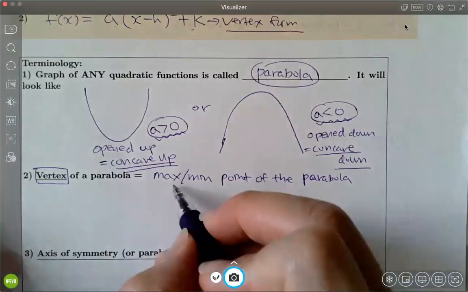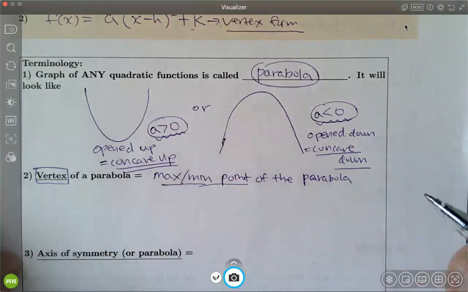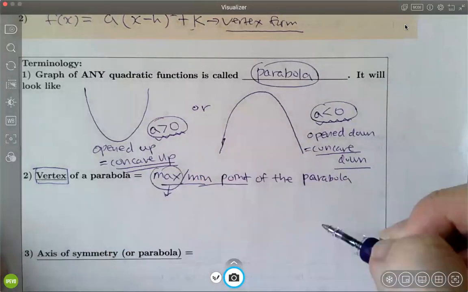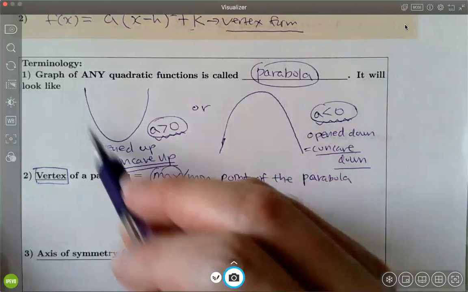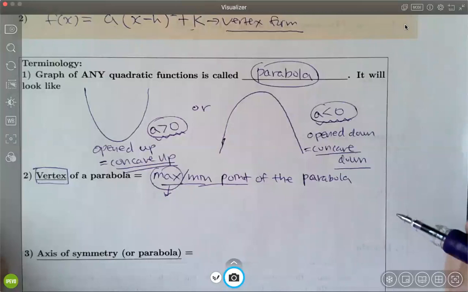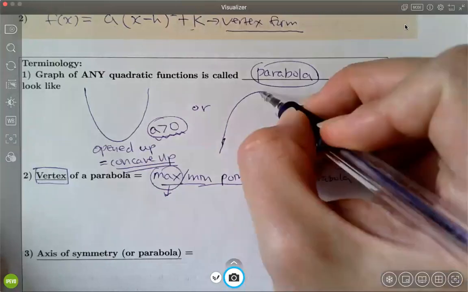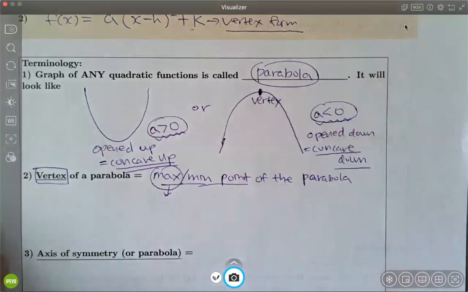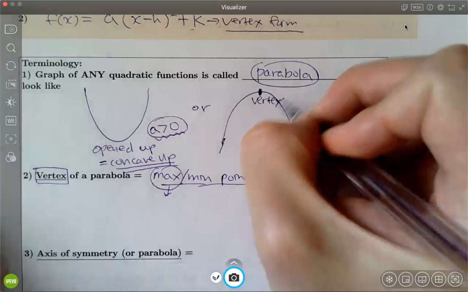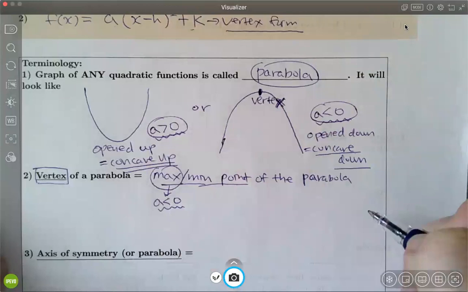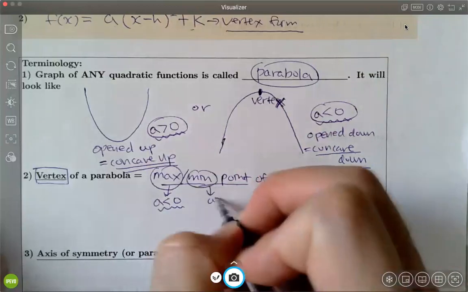Okay, so now let's look at the maximum part first. So when is the vertex maximum? When we have an opened upward graph or an opened downward graph? Downward, right? Okay. So here is the maximum point. So that's the vertex. Okay. So maximum means A is negative, and minimum means A is positive, which is this point.